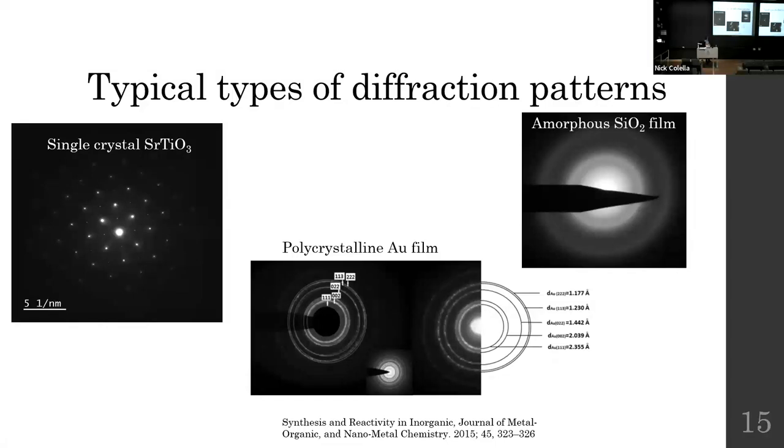So that's of gold. And then the last example basically looks a lot fuzzier. And the reason it looks fuzzier is because this is an amorphous sample. In an amorphous sample, you don't have the rigid crystal structure, but you do have average separations of your atoms. So that gives rise to this kind of fuzzier nature. So if you see something like this, it's amorphous. See something like this, it's polycrystalline.